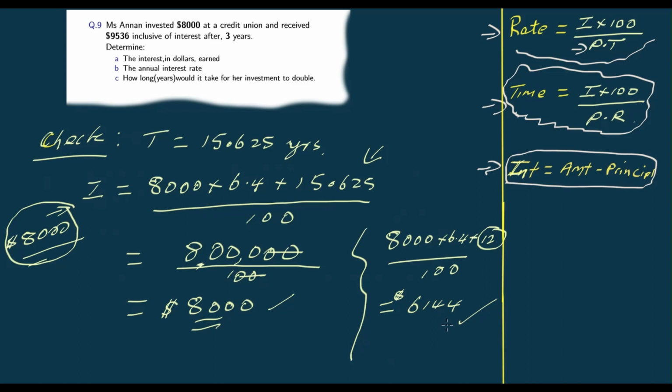Because we know the interest is $8,000 and 12 as the number of years will give us an incorrect answer. So we know 12 is incorrect. So that's the end of question 9 here.